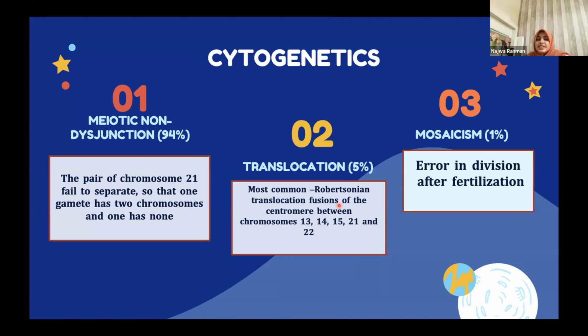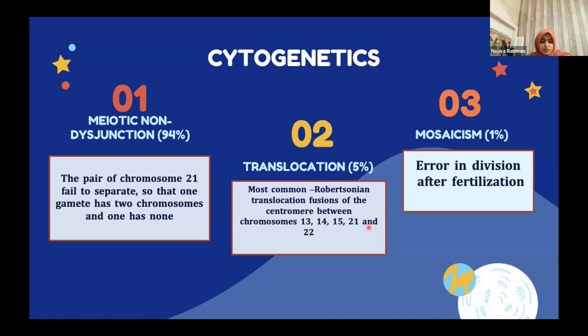For translocations, the most common translocation that a trisomy 21 patient will have is Robertsonian translocation, when the extra chromosome 21 is joined onto another chromosome. It is usually chromosome 14. However, it can also affect chromosomes 15, 21, and 22.